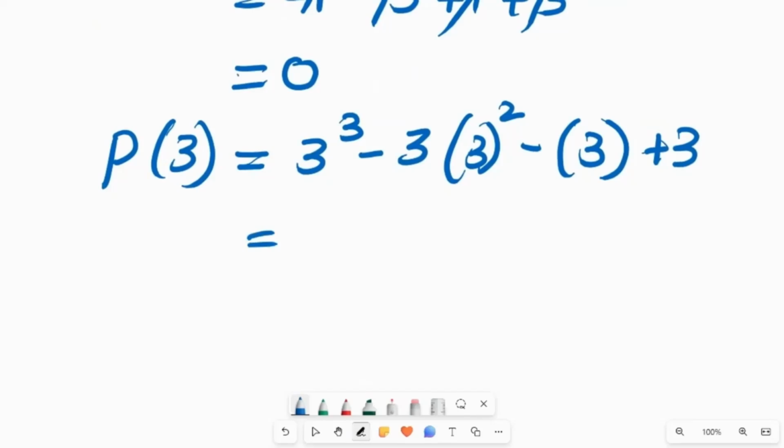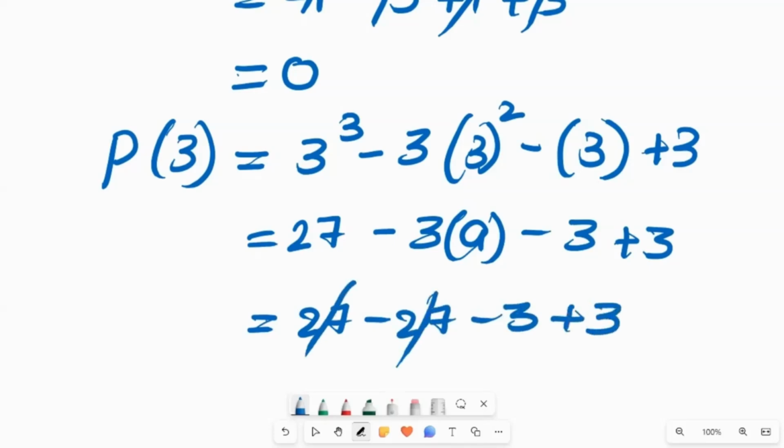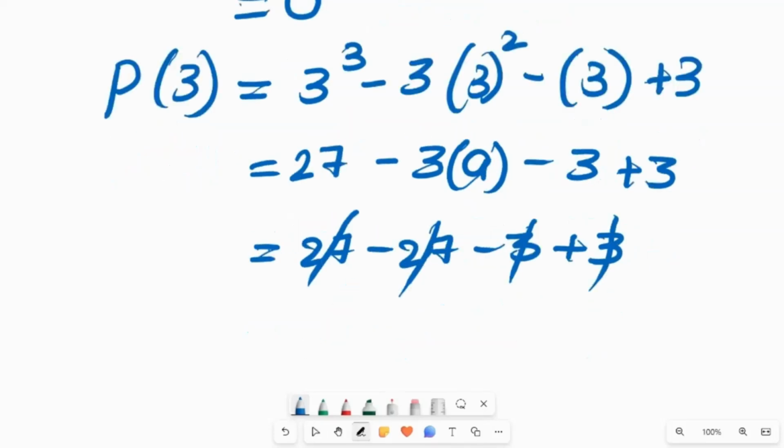So 3 cube is 27, 3 square is 9, and 3 into 9 is 27. Next we have 3 into 9 minus 3 plus 3. So 3 into 9 is 27. So 27 minus 27 minus 3 plus 3. 27 minus 27 is 0. Minus 3 plus 3 is also equal to 0. Since we got the value as 0 when we substitute x equal to 1, minus 1 and 3, all the three numbers are the zeros of the cubic polynomial given.